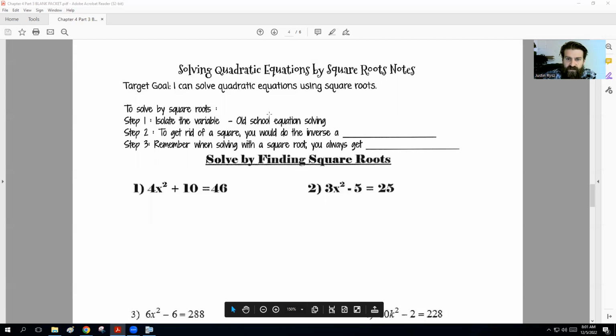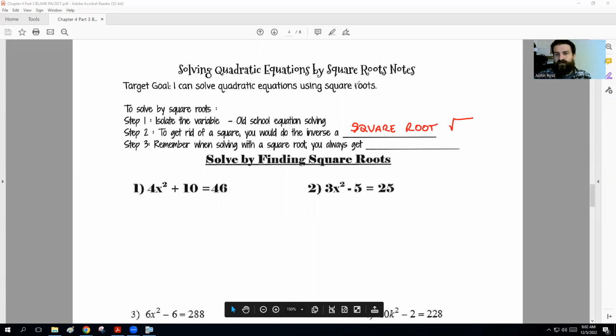What we have to do is isolate the variable. That's just like going old school solving the equation. So we try to get the x squared by itself. Then, to get rid of the square, we have to do the inverse, which is a square root, AKA that symbol there. So we're going to take the square root of both sides.